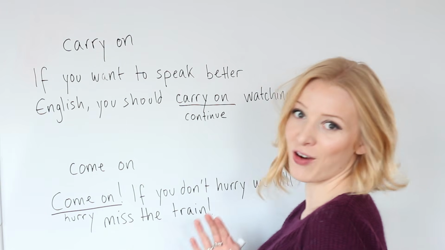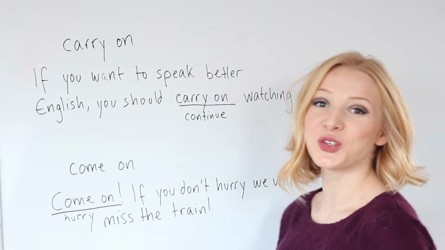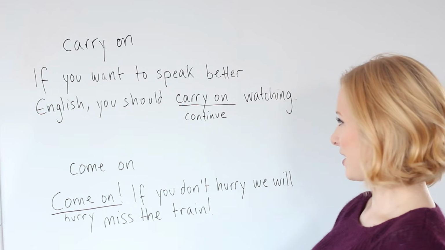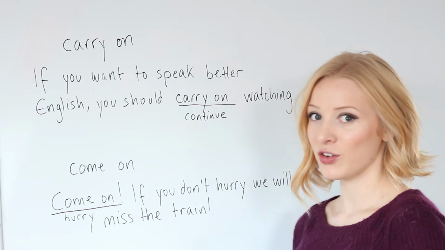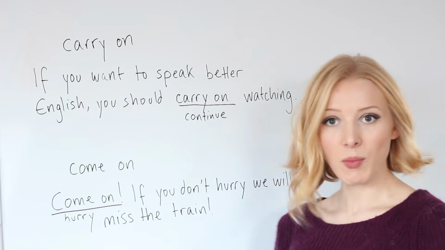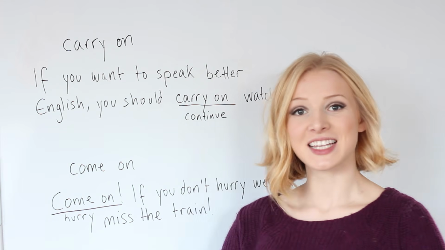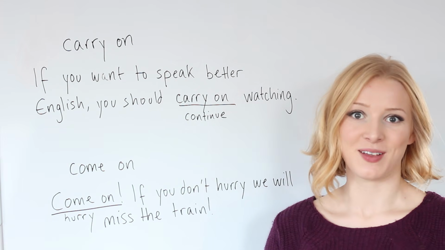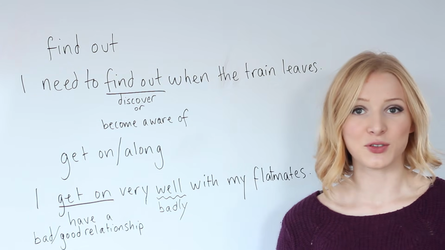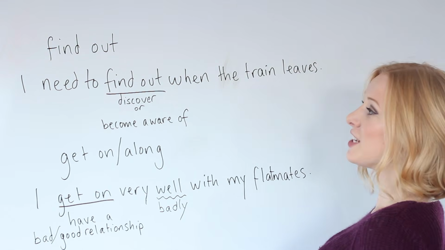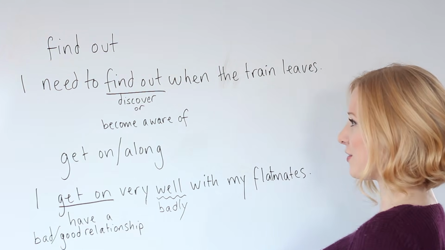Next we have carry on. If you want to speak better English, you should carry on watching. Carry on means to continue. Then we have come on. Come on, if you don't hurry, we'll miss the train. In this case, come on means hurry. The next one is find out. I need to find out when the train leaves. I need to discover or become aware of when the train leaves.